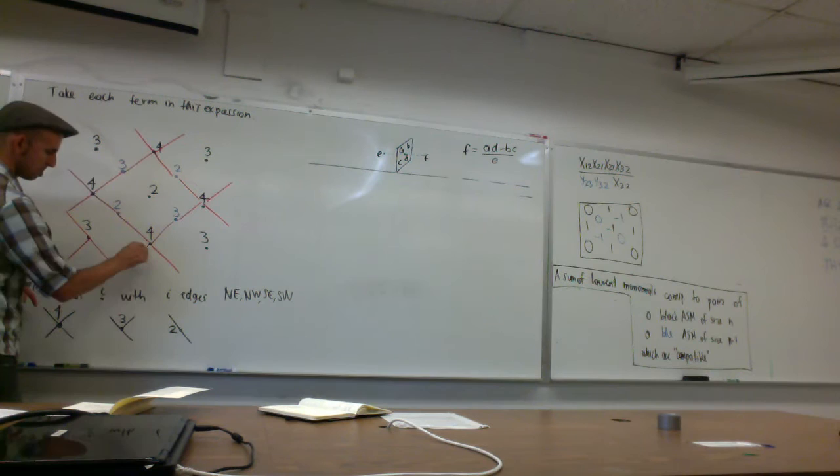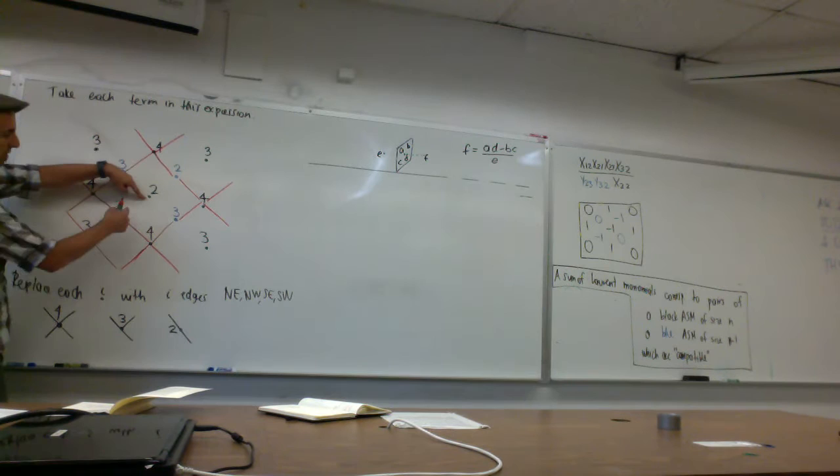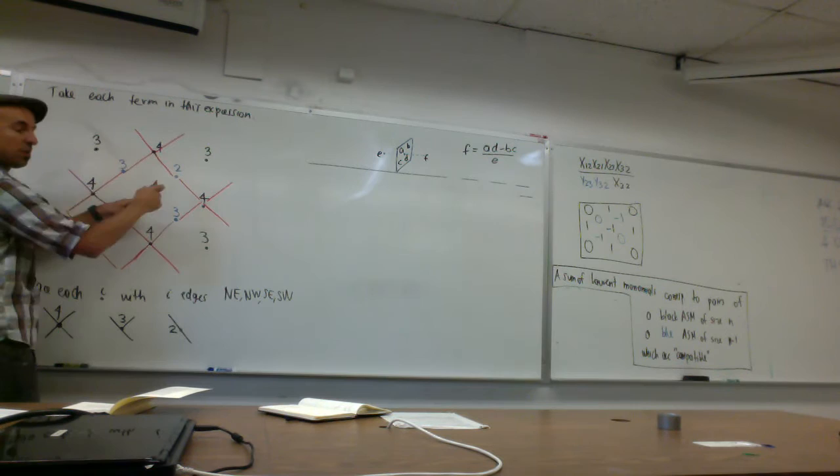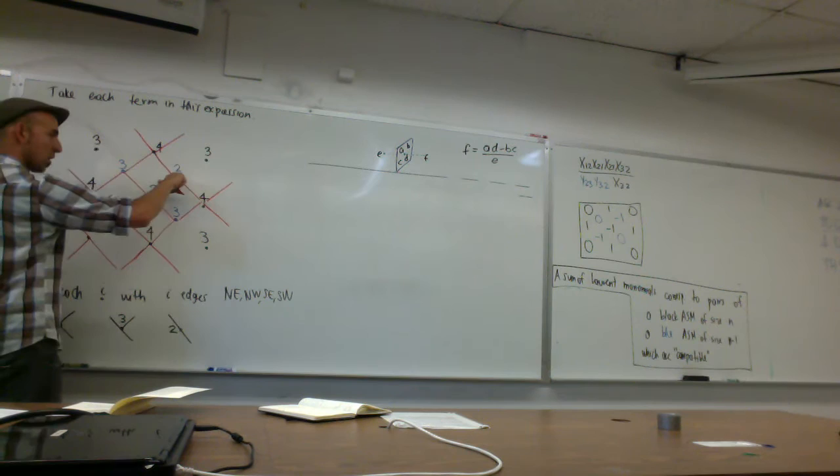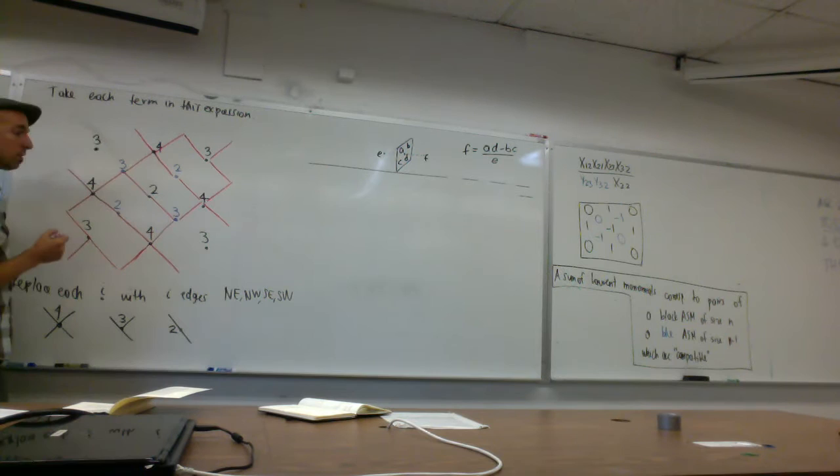Here, this guy needs 2 edges, but this one I cannot use. And for the same reason, this one I cannot use, because this guy already has 2. So I have to go like this. What about this one again? I cannot use this edge, so I need to go 1, 2, 3. Okay?